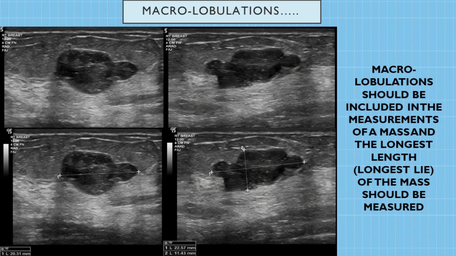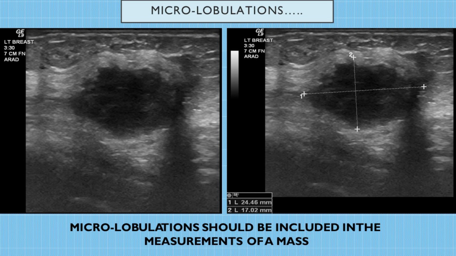Let's discuss lobulations. When measuring breast masses, it's really important to pay attention to the margins of a mass. The first margin type that we'll discuss are macro-lobulations, and these are large lobulations on a mass. When measuring, macro-lobulations should be included in the measurements of the mass. And you also want to ensure that while you're including these macro-lobulations, the longest lie of the mass is also measured.